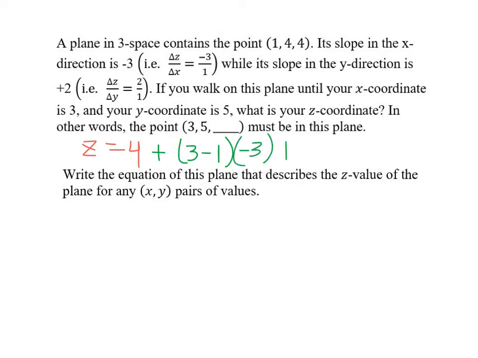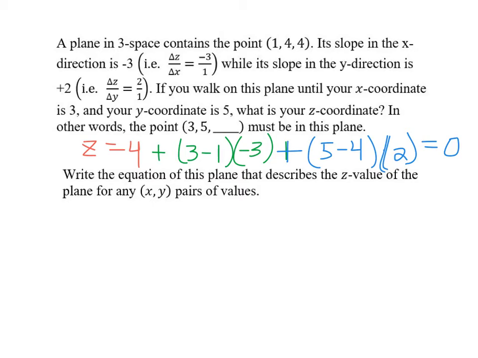And then from there, we're going to add, let me switch colors here, we went 1 unit in the y direction because that would be 5 minus 4. And then that got multiplied by our slope, which was 2 in that direction. And that gave us our new z value of 0.